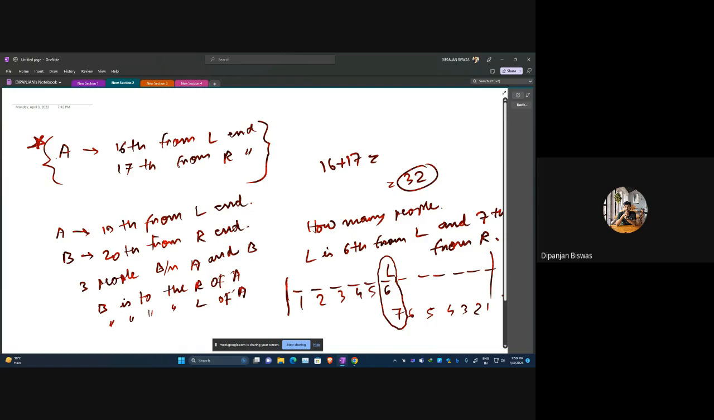Like L is 6th from the left and 7th from the right. Then you can do like this. Add 6 plus 7. Then subtract 1 as you have counted L twice. Then you should get 12 as your answer. Similar way, in this question, it has been said that 16th from the left and 17th from the right. So 16 plus 17, that is 33. Subtract 1 for counting twice, and 32 is the right answer.